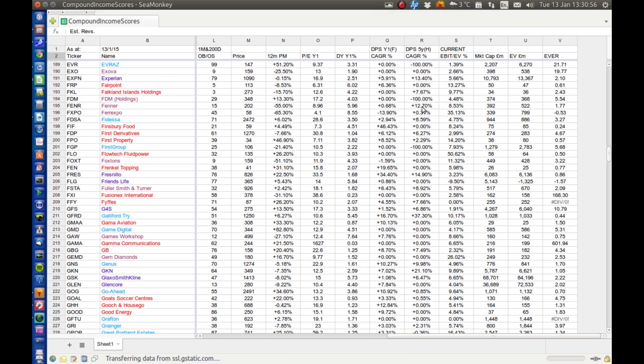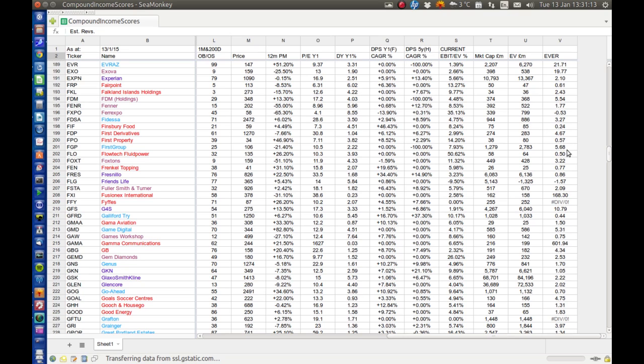So assuming no change in the rating, you would hope and expect that your total return would be made up of your yield plus the change in the share price, which should equate to the dividend growth that's come through, assuming the stock's not been re-rated or derated.